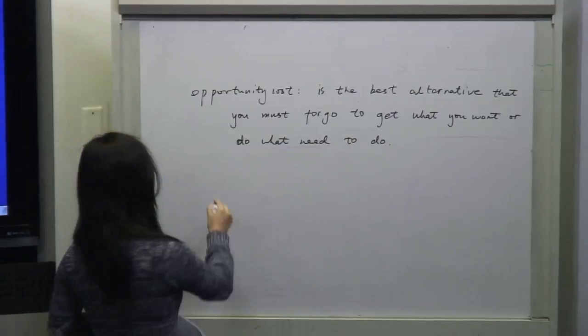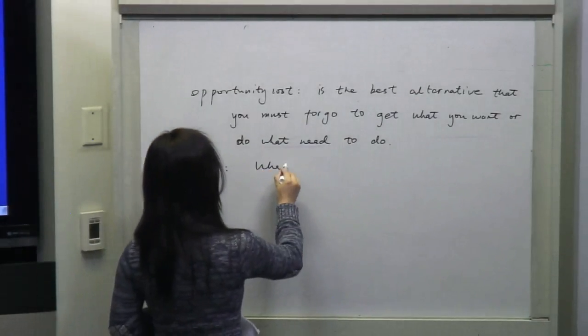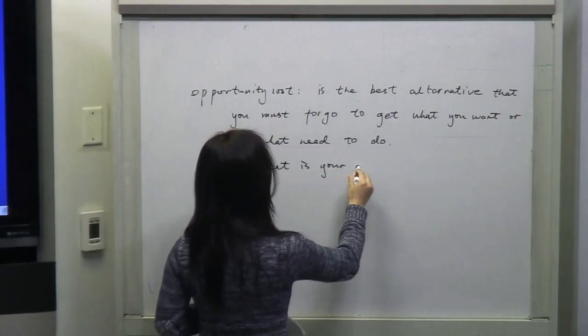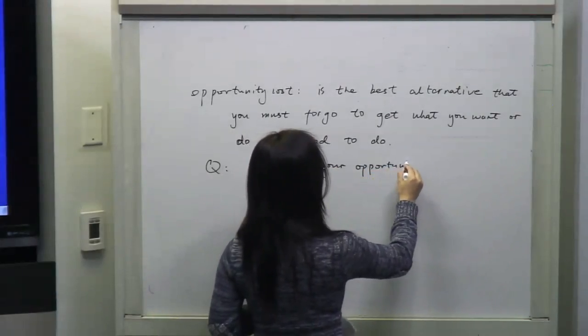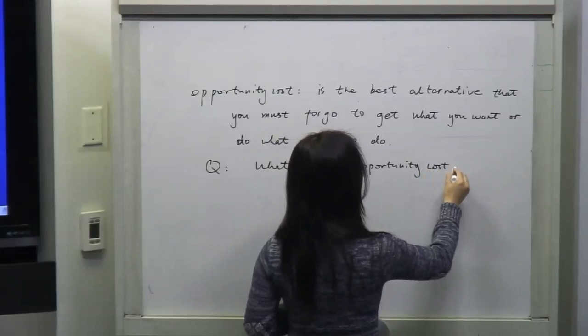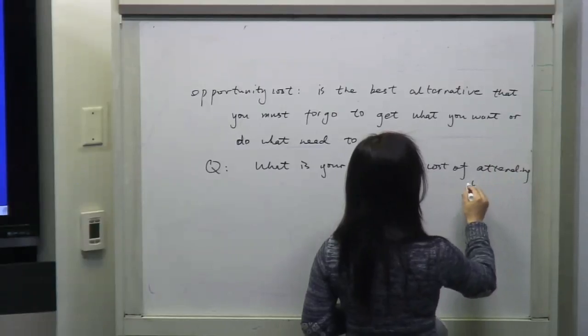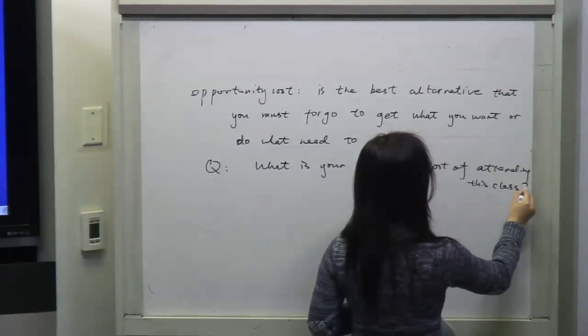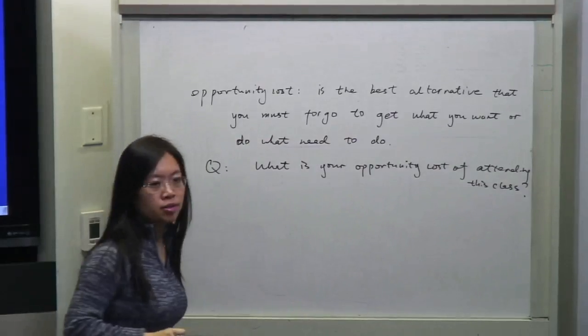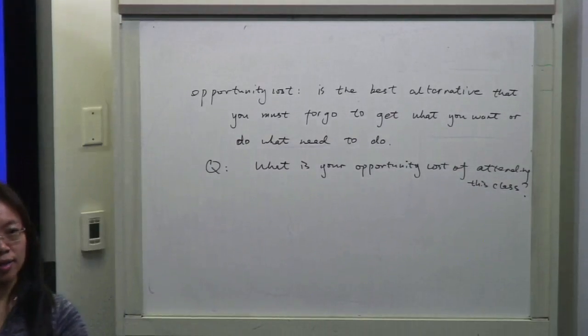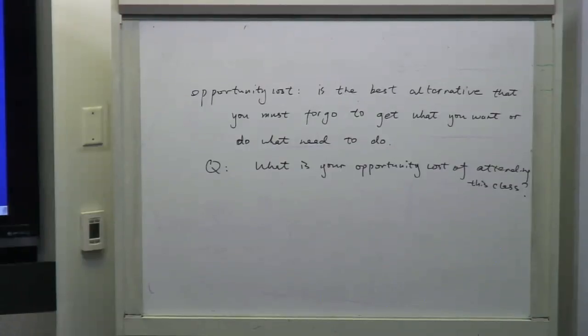Okay, so to have a better understanding of this, let's use an example. The question I'm going to ask you here is, what is your opportunity cost of attending this class right now? Attending this session, at this time. To lead you to the answer, I'm going to ask you, what might you do if you don't come to this class at this exact time? What do you need to do?